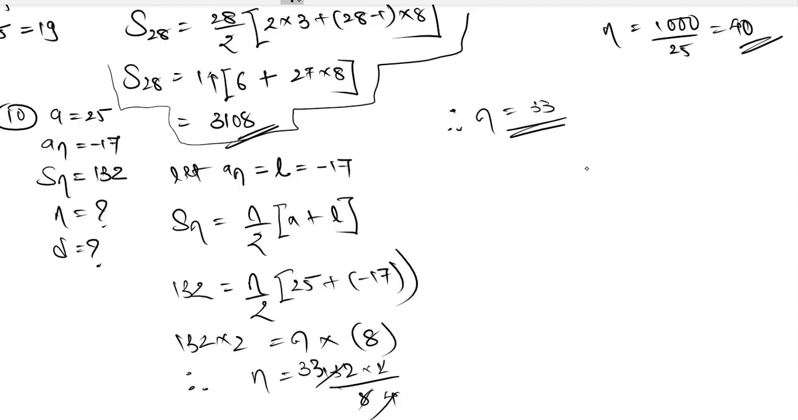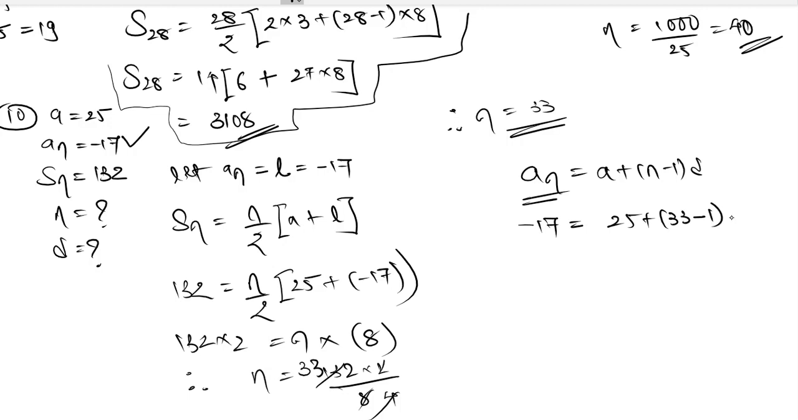Now what is the common difference? So again we'll use the formula for nth term. Nth term is a plus n minus 1 into d. Now what is the nth term? Nth term we have minus 17 over here. Minus 17 is equal to a, the first term 25, plus n minus 1, n also we got 33, minus 1 into d. So minus 17 is equal to 25 plus 32d. Let's take 25 that side. Minus 17 minus 25 is equal to 32d.